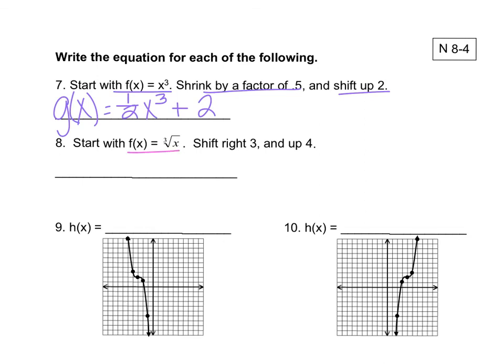The next one, we're starting with cube root of x. We're going right 3. So if it's a horizontal shift, it needs to go inside parentheses or inside your radical. Now, we've gone over square root and cube root, so make sure that you don't forget your index there. It's a cube root. We're going right 3, which would be x minus 3 under that cube root, and then the plus 4 for going up 4.